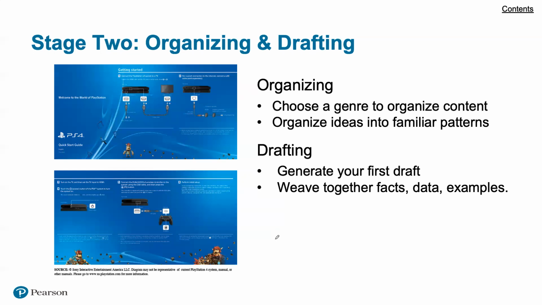So in stage 2, this is where we do the organizing and drafting. So first of all, for the organizing, you choose a genre to organize the content. So maybe you're going to have a micro genre. Maybe you'll have a combination of things that you have an elevator pitch, an executive summary, and then a proposal. These are various things that you can have as you go from short types of communication to more complete types of documentation. You want to organize your ideas into familiar patterns. There'll be different types of patterns that the audience would be looking for, and so you want to be trying to do that.